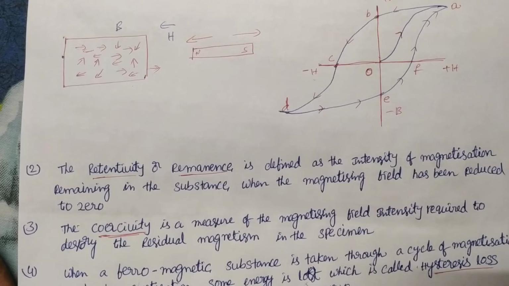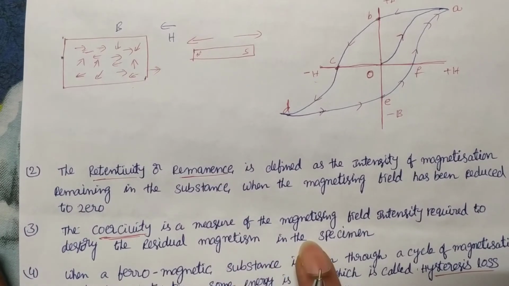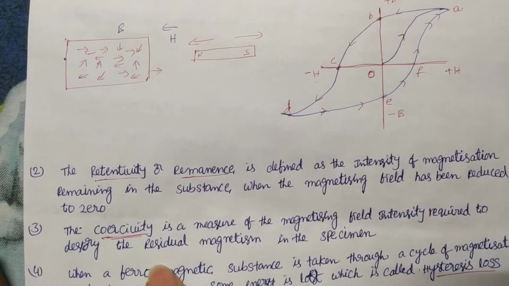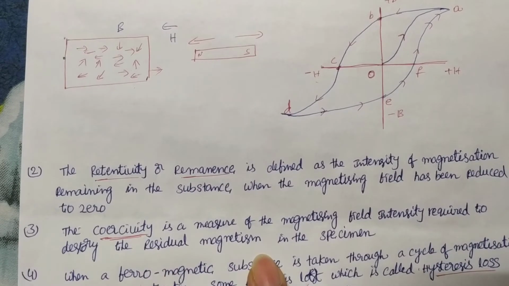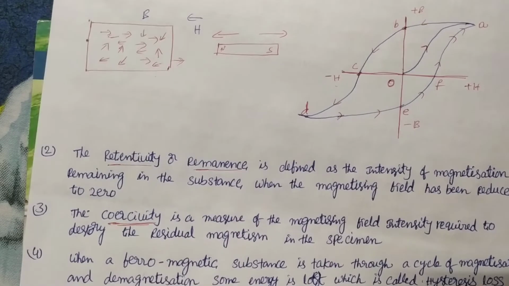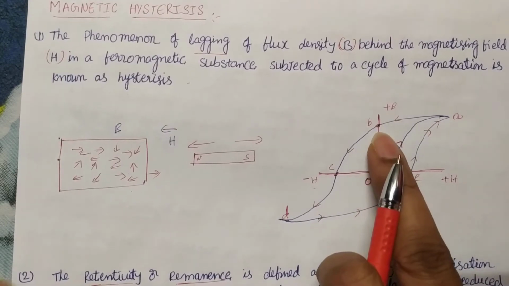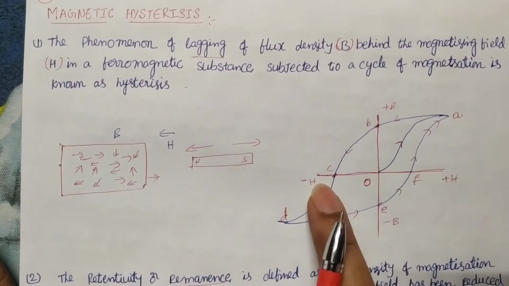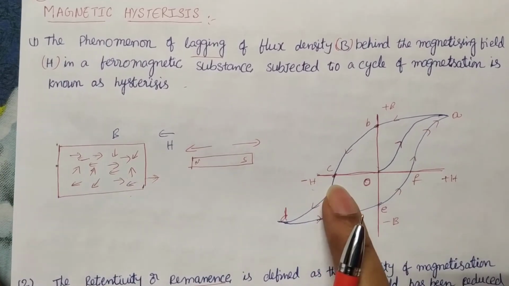What is coercivity? Coercivity is a measure of the magnetizing field intensity required to destroy the residual magnetism. Residual magnetism means the retentivity or remanence only. To remove that magnetic nature already aligned in the first case, how much reverse field we have to apply, that is what you call coercivity.